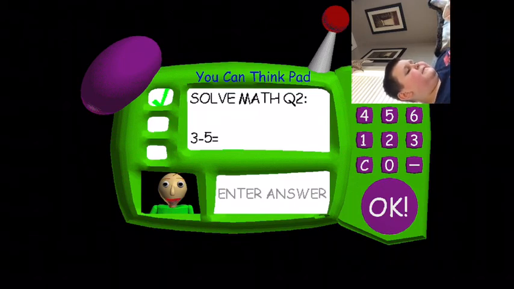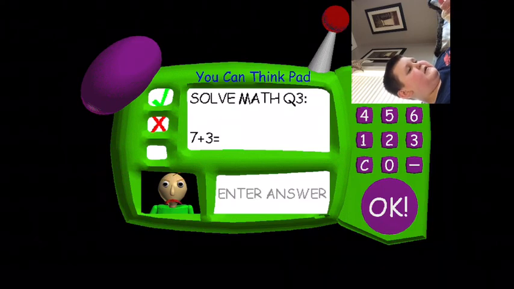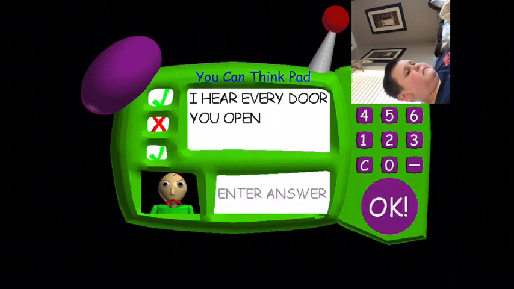Problem 2. 3 minus. How did I get that wrong? I got 1 wrong.